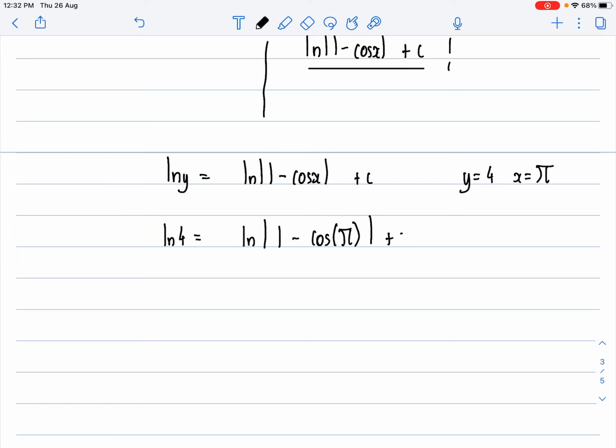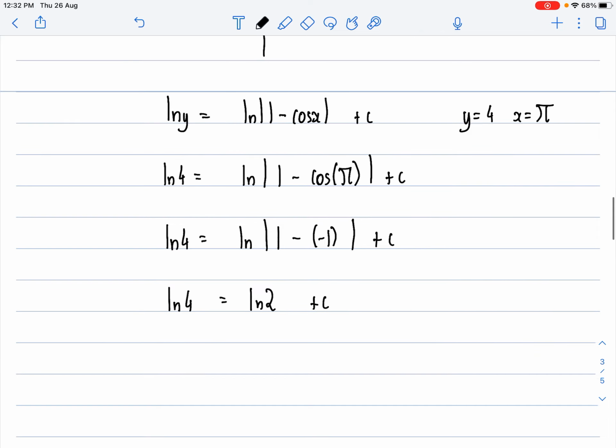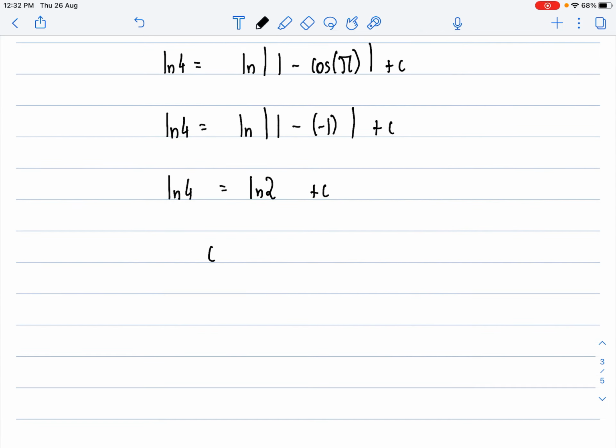plus c. Correct? Now I can write this as ln 4 equals ln(1 minus cos pi), where cos pi is simply minus 1, plus c. Now this can be written as ln 4 equals ln(1 minus minus 1), which is basically ln 2, plus c. Correct? Now I can write this as c equals ln 4 minus ln 2.